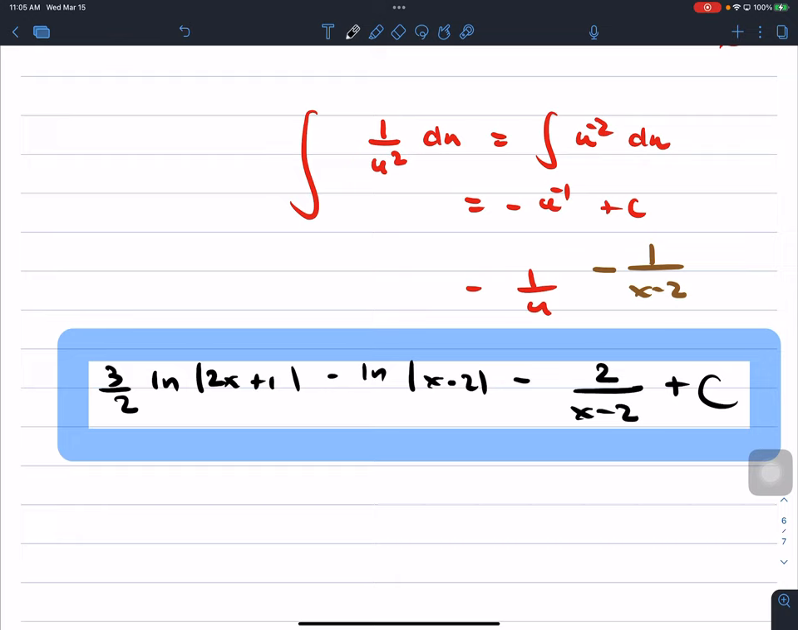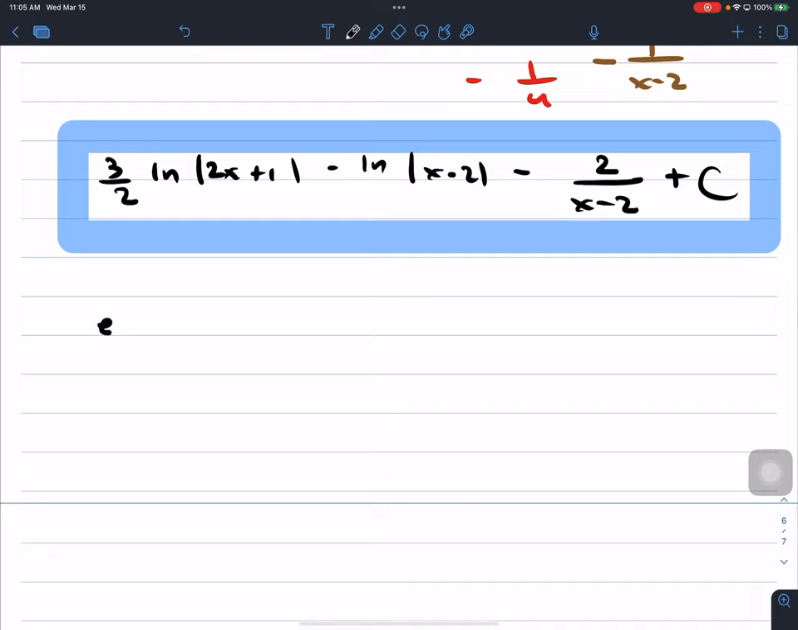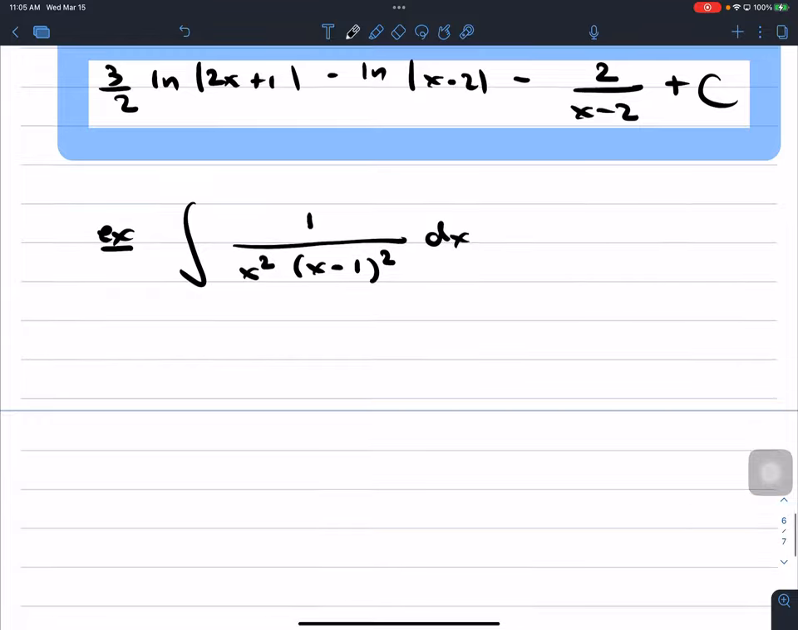And again, we could leave it like that, okay? All right, you guys okay with that? Repeat linear factors. And we can have an integral like this, 1 over x squared times x minus 1 squared dx, okay?